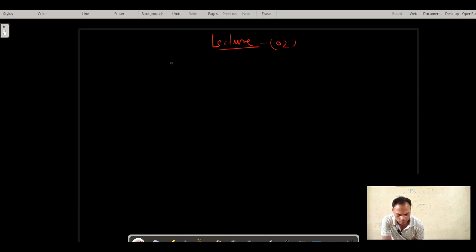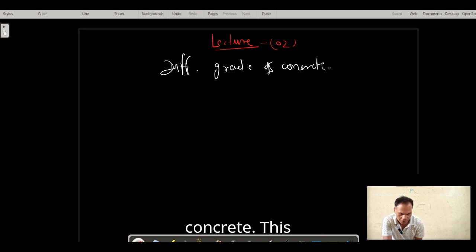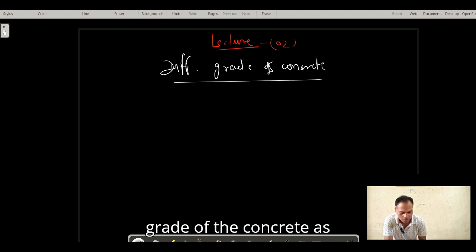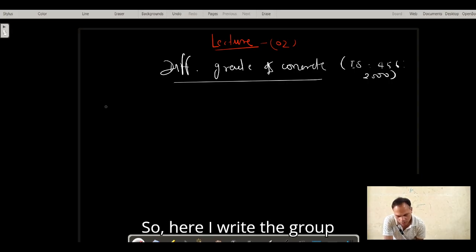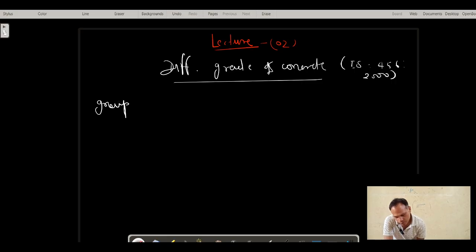The different grades of concrete as per IS 456:2000. So here I write the group of the concrete.